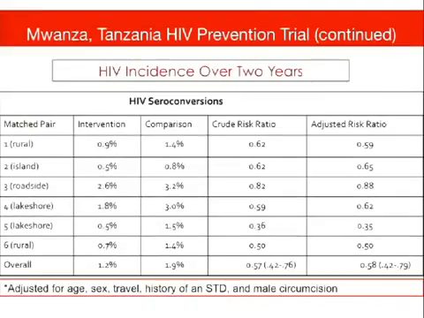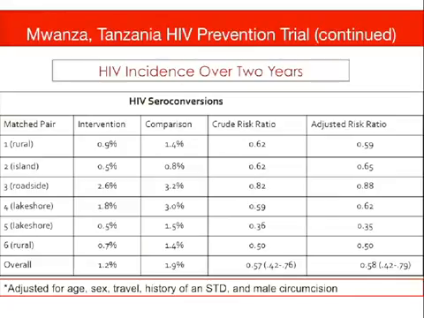Here are the actual numbers for each pair: intervention community HIV infections, comparison community, crude risk ratio, adjusted risk ratio. They've got 6 of them. They can average them together. The intervention worked, and it reduced the rate of HIV infection about 40%. The risk ratio is 0.58, about a 42% reduction in the risk of HIV infection.